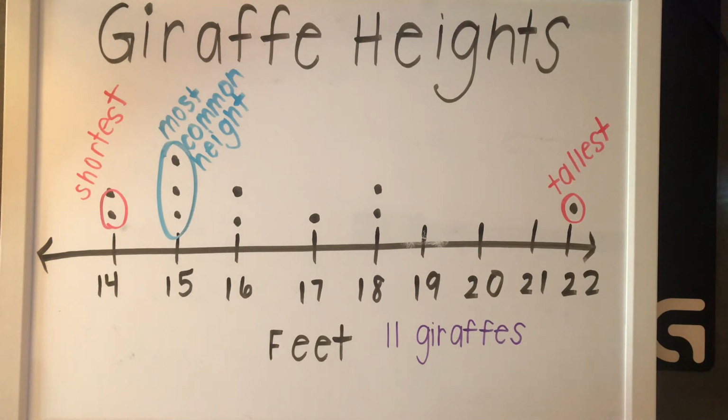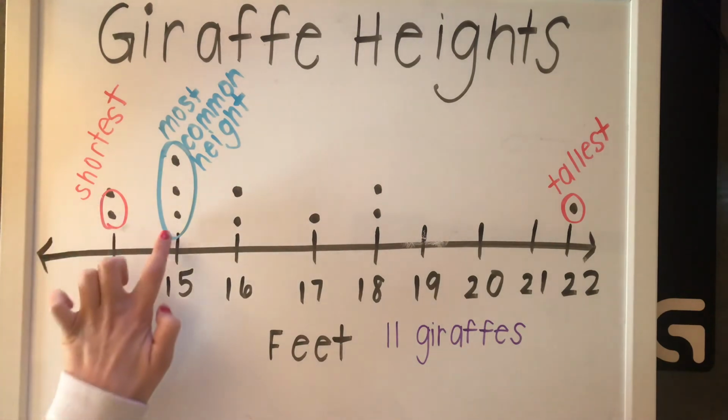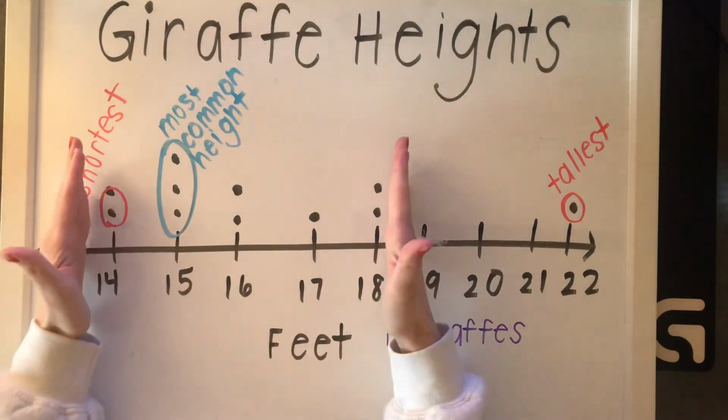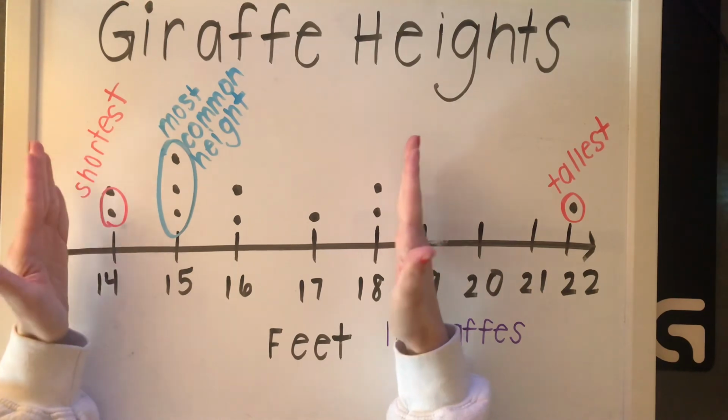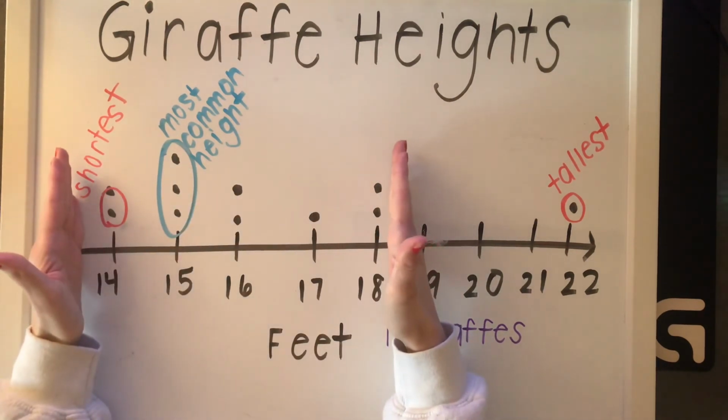Another question that you could be asked today is what is an outlier, or is there an outlier on your line plot? What an outlier means is that there's something plotted on your line plot that doesn't really match the rest of the data, or the rest of the numbers. So if you notice, there's a cluster of points right around here. All of these dots or giraffe heights in between my 2 hands are close together, between 14 and 18 feet.